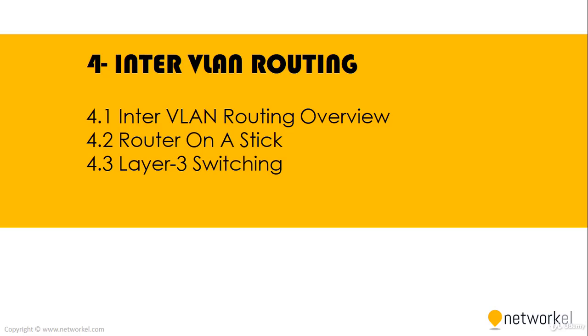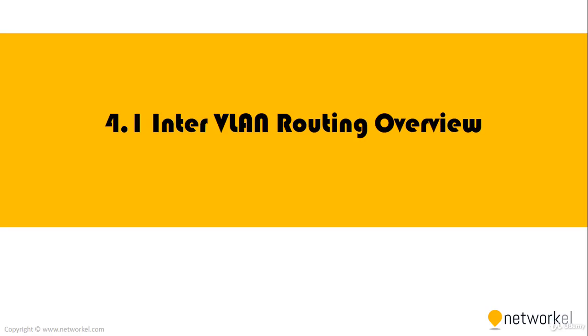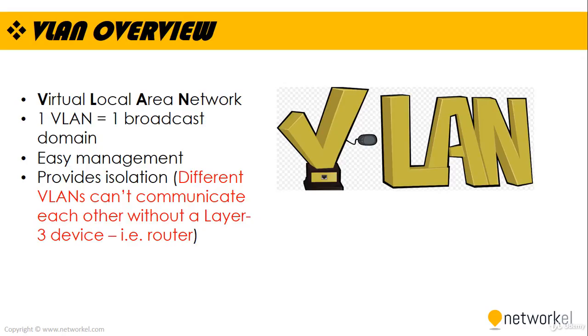In this section, we're going to talk about inter-VLAN routing. A VLAN, a virtual local area network, defines a broadcast domain and provides easy management. It also provides isolation, as you know, and different VLANs cannot communicate with each other without a layer 3 device such as a router, firewall, or layer 3 capability of a switch.